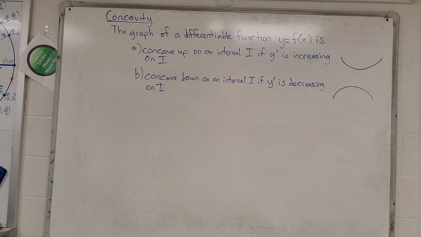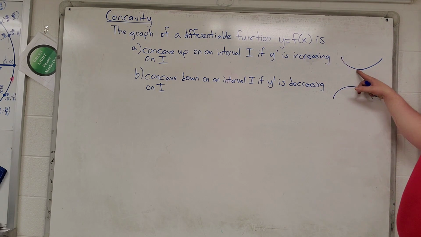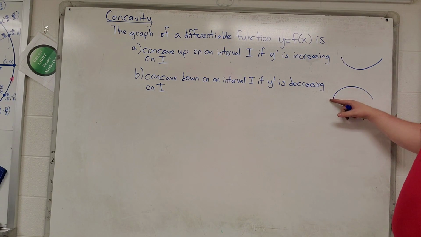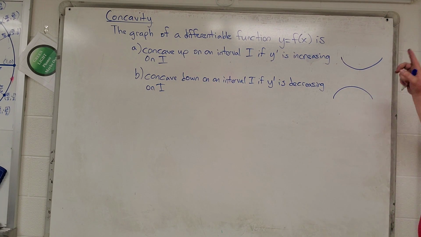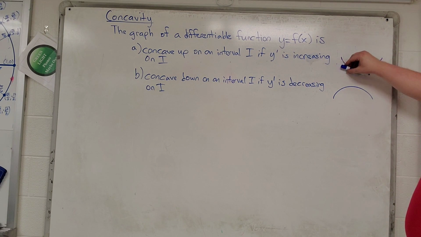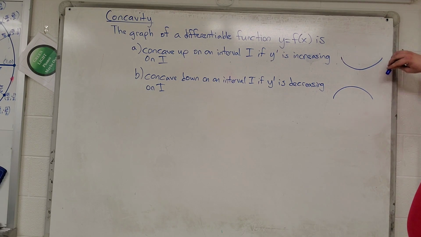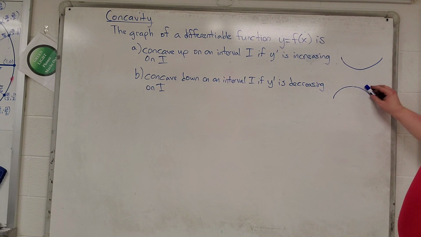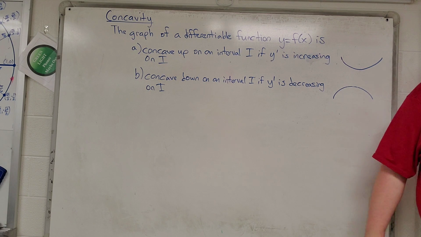It has nothing to do with the original function. This is the graph of the original function, though. The original function may be decreasing or increasing for it to be concave up, or vice versa. It's the derivative. Are my tangent slopes, if they're negative, getting closer to zero? Or if they're positive, are they getting steeper and steeper? Or are my tangent slopes decreasing, they're positive, but decreasing towards zero? Or they're going further and further in the negatives.